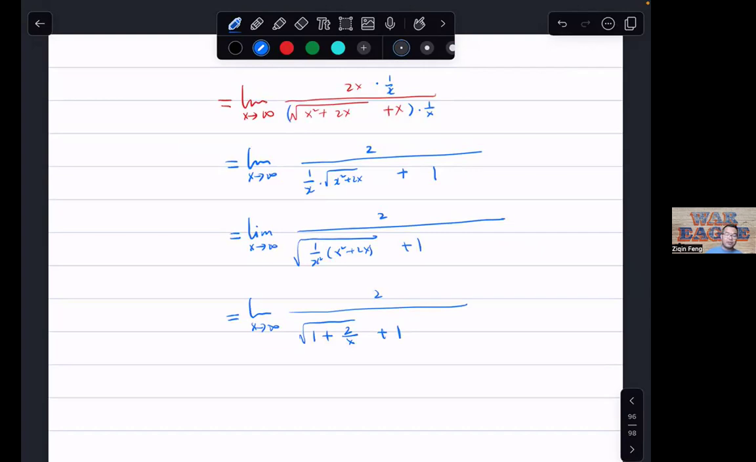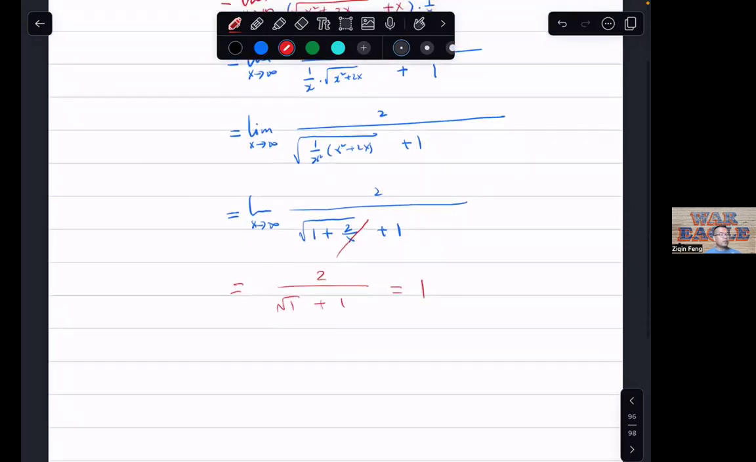Now as x goes to infinity, this term here goes to 0. All the others are finite numbers. So this is 2 over sqrt(1) plus 1, which is 1, right? So this is basically 3 examples on how we evaluate limits at finite numbers and at infinity, right? So we should know how to do it.